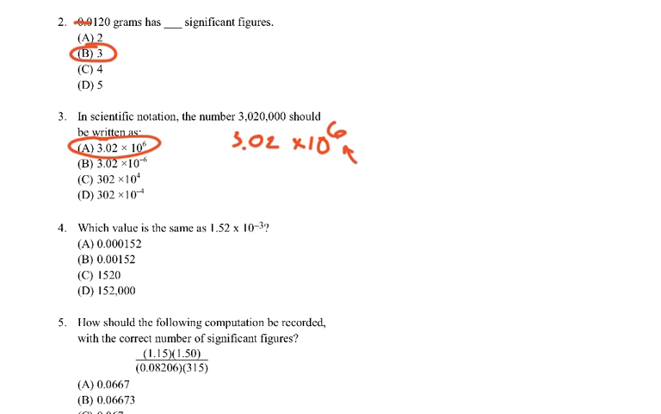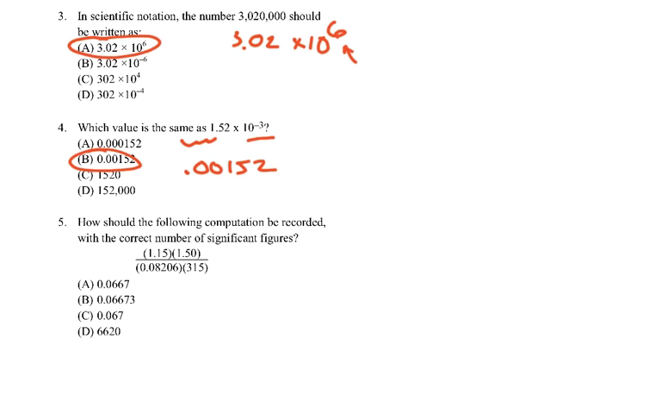Which value is the same as this one? Okay, 10 to the minus 3 means this number is smaller than 1, so we're going to move the decimal 3 times, so we're going to have 0.00152. That was 1, 2, 3. Move the decimal point 3 times. So we're looking at answer B.